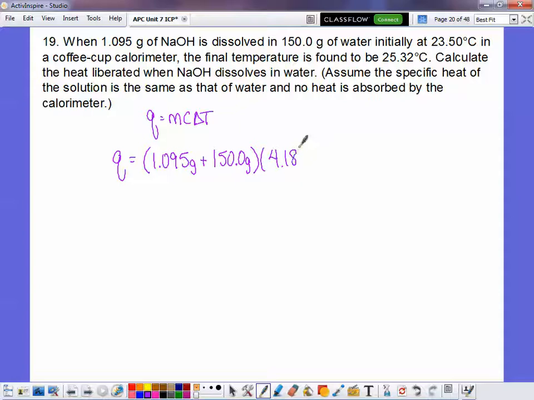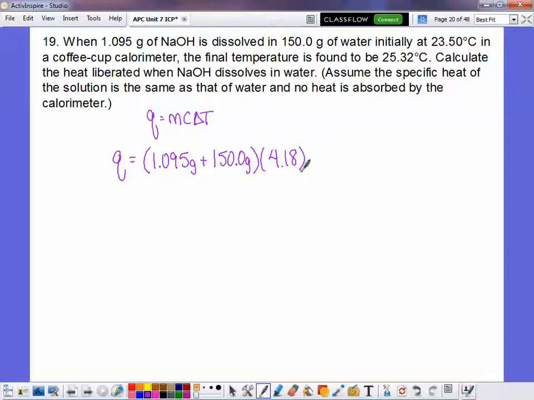4.18, because we're assuming that the amount of NaOH that is added to the water... Because remember, in a solution, the majority of what you have is your solvent. So the majority here is water. So that's why we can make that assumption. Right, the specific heat that the NaOH changes the water by is insignificant, okay?